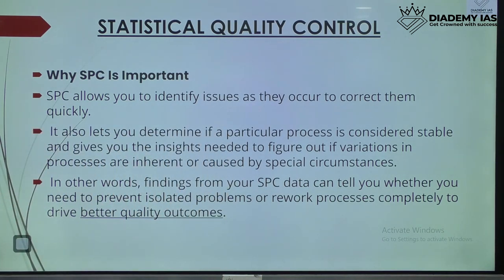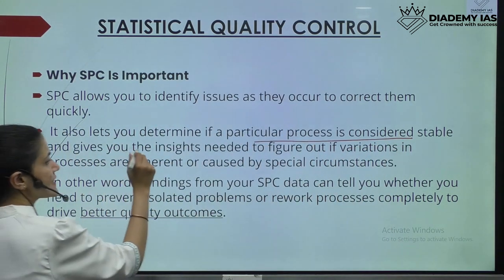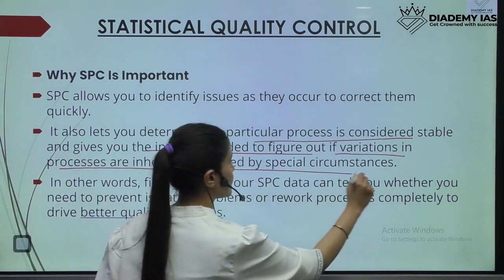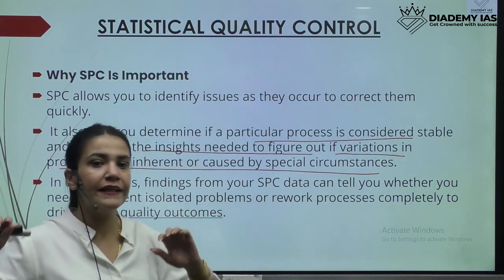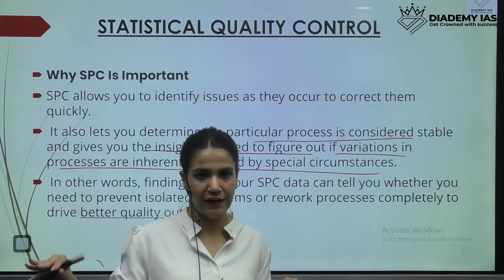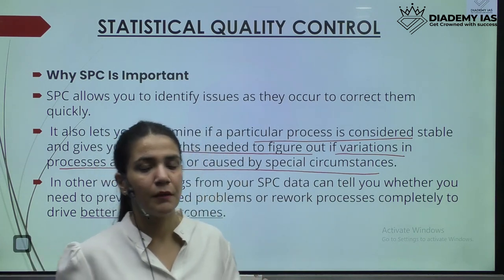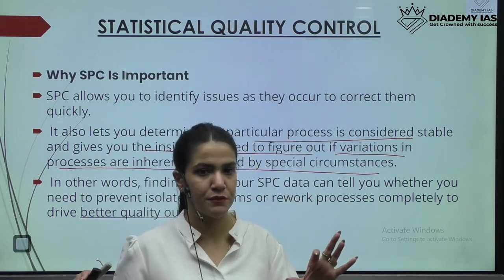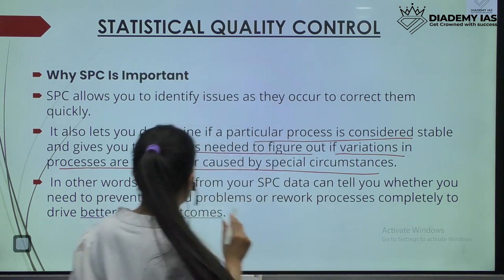It also lets you determine if a particular process is considered stable and gives you the insights needed to figure out if variations in the process are inherent or are caused by special circumstances. So like I just told you, they try to identify what components have been leading to that defect scenario. So let's say there is a steel plant industry which is producing pipes. Definitely there will be dimensions in terms of length and breadth, right? So let me explain it to you.